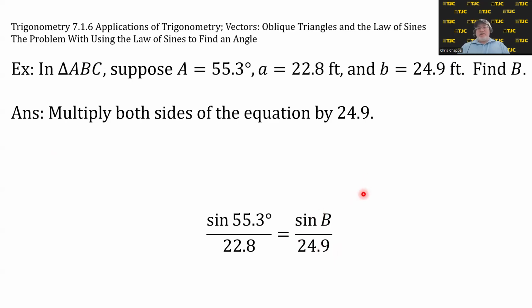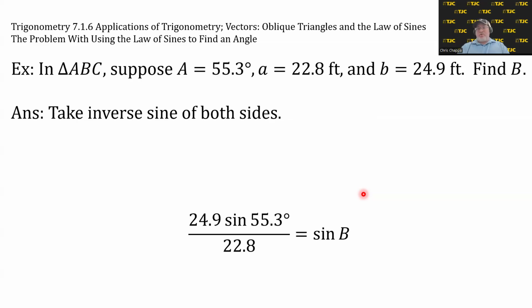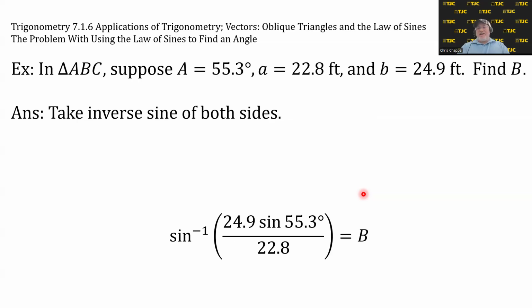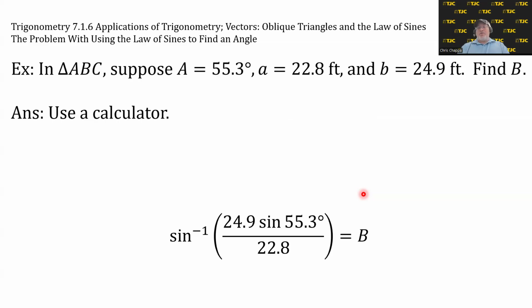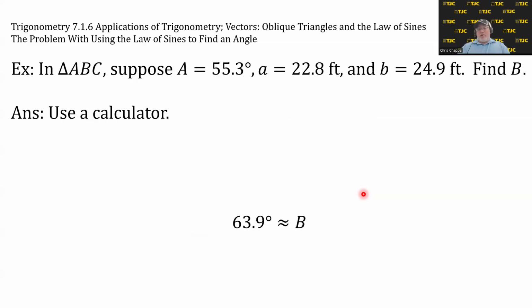So we're going to multiply both sides by 24.9. That'll make it show up in the numerator on the left side of the equation. And then to get rid of the sine, we just do sine inverse or inverse sine. And so B is sine inverse of that expression. If we put that in a calculator, we're going to get about 63.9 degrees. Go back and pause the video and put that in just to make sure that you're capable of putting this into your calculator. But we get about 63.9 degrees.